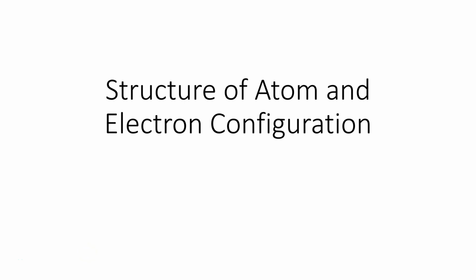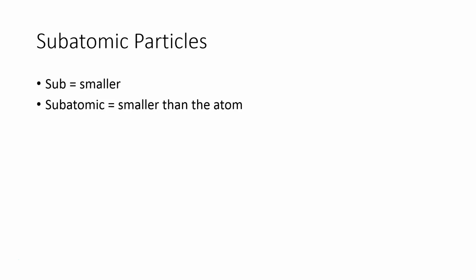Okay, so the topic of this video is just what's inside of an atom. Now, we used to think that atoms were indivisible, but about 120 years ago, we learned for the first time that an atom is made up of 3 different types of smaller particles that physicists called subatomic particles. Now, sub is just a word meaning smaller. So subatomic means smaller than the atom.